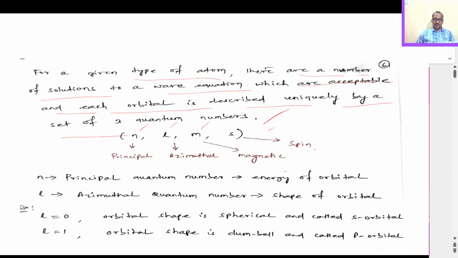So n is the principal quantum number that tells us about the energy of the orbital. l, the azimuthal quantum number, tells us about the shape of the orbital. When l equal to 0, the orbital shape is spherical and it is s orbital. When l equal to 1, the orbital shape is dumbbell and it is p orbital.